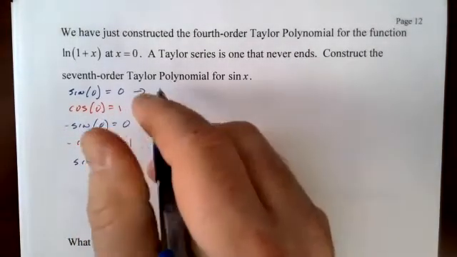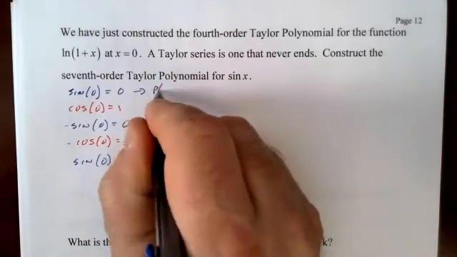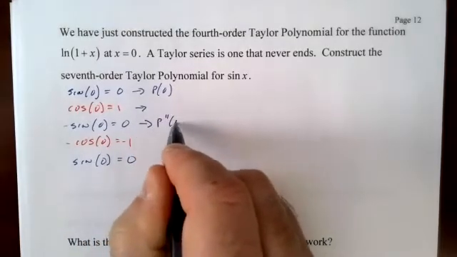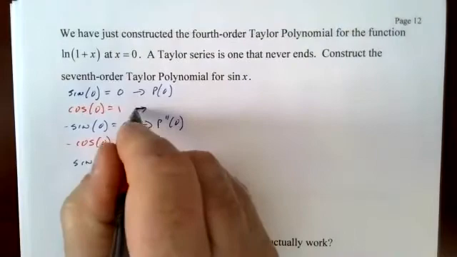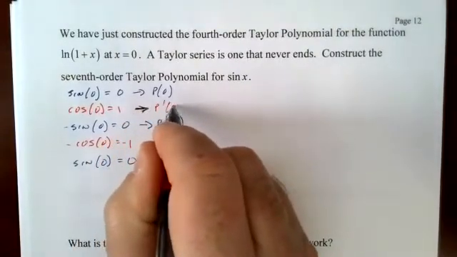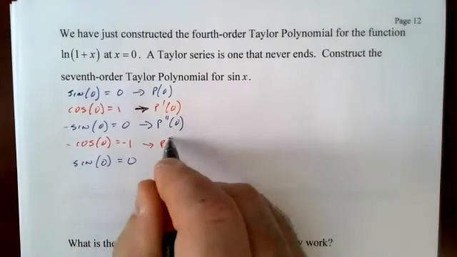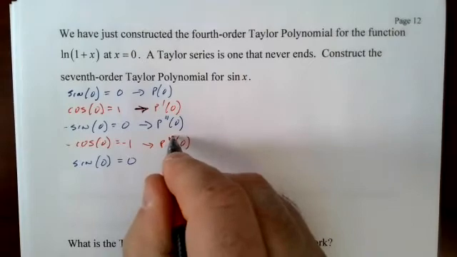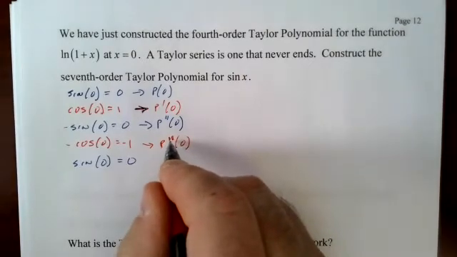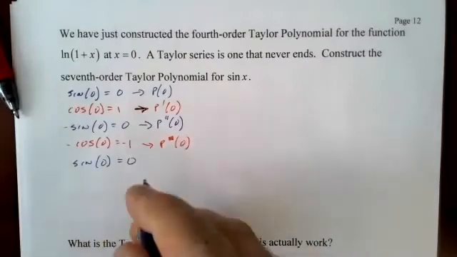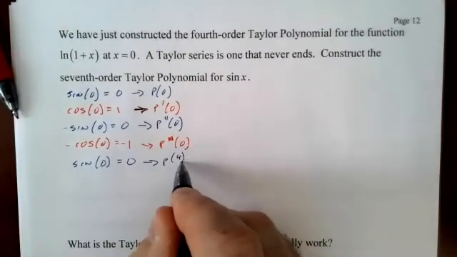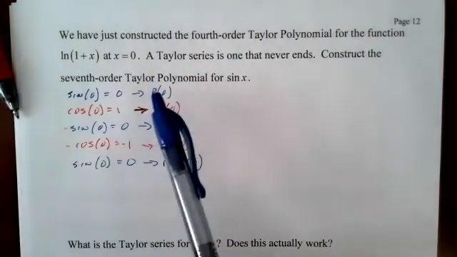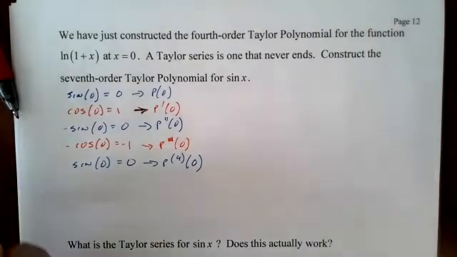I didn't write them down. This is just p of 0, p prime of 0, p second prime of 0, p third prime of 0, and hopefully that's 3 tick marks. I'm not going to worry about it. And p fourth of 0. And we know what's going to happen after that. It's just going to alternate 0, 1, 0, negative 1, 0, 1, 0, negative 1.